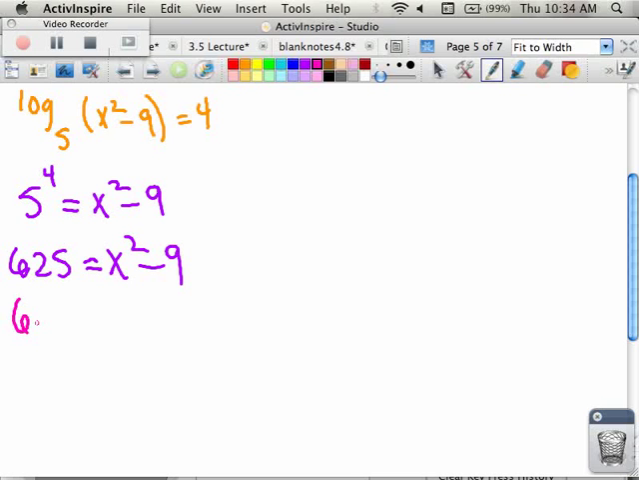625 plus 9 is 634. And that's equal to x squared. And the last step that I have to do is square root both sides. So I get x equals plus or minus, and I have no idea what that number is. About 25? 25.18?